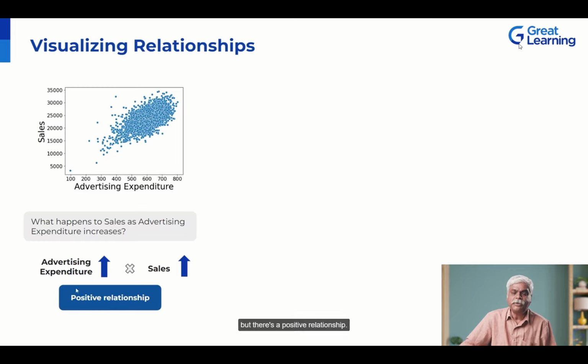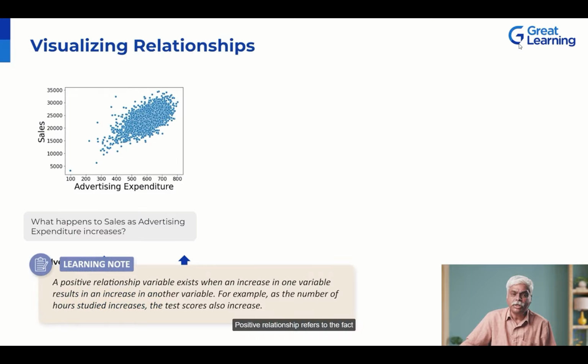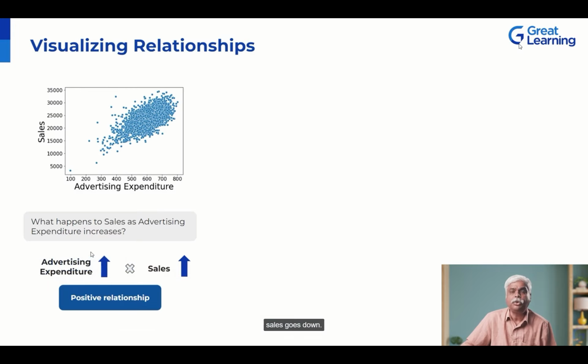But there's a positive relationship. Positive relationship refers to the fact that as advertising goes up, sales goes up. Similarly, as advertising goes down, sales goes down. So they're moving in the same direction. For now, that is what a positive relationship is.